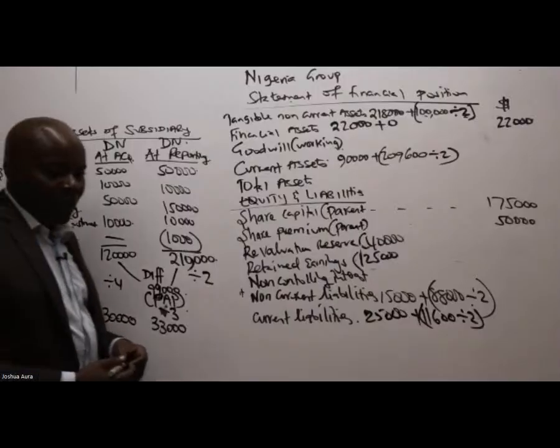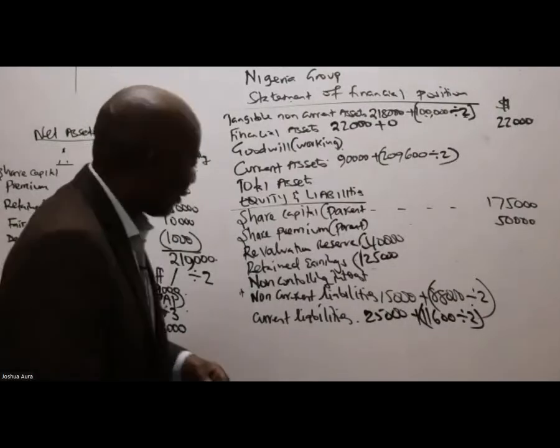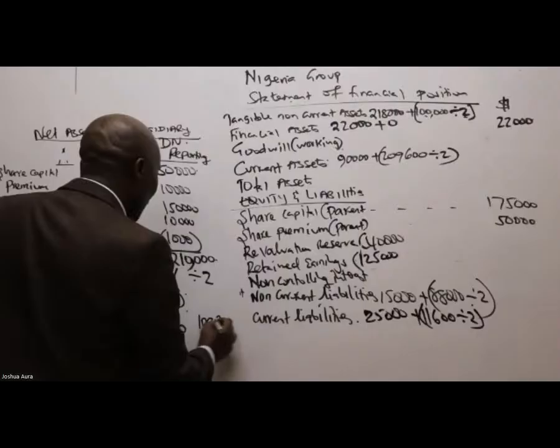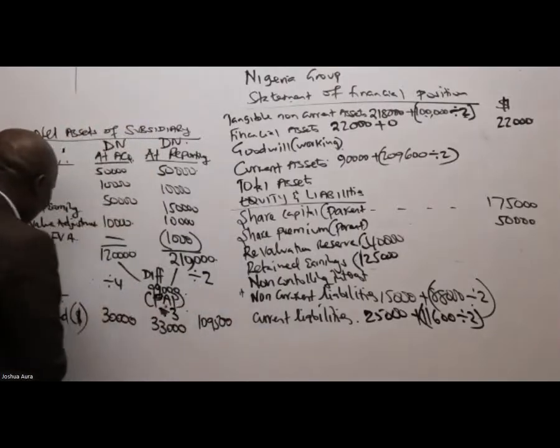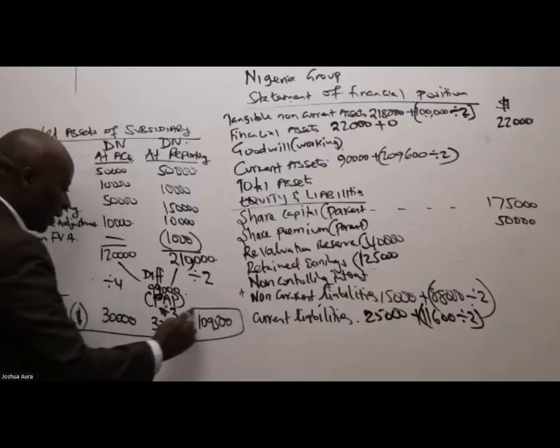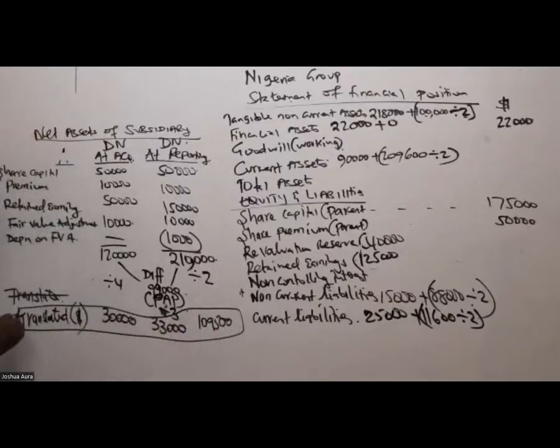They're not talking to me. 109,500. So please take a yellow highlighter and highlight this entire thing. Please highlight this entire thing. And the moment you highlight, please let me know that you have been able to highlight.